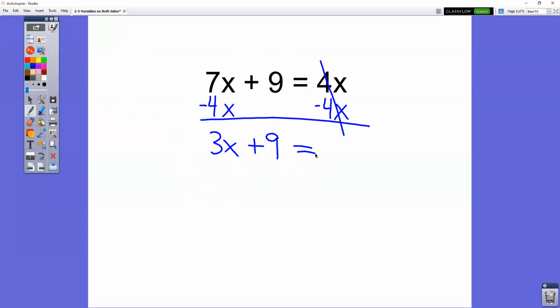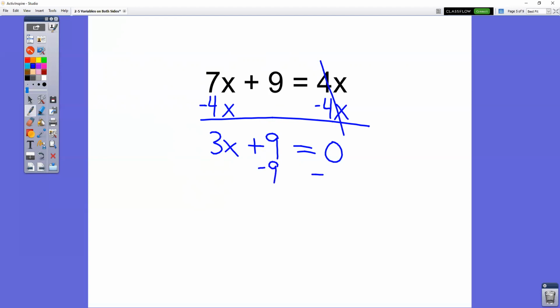Here's the tricky part. Well, what the heck do I put on this right-hand side of the equal sign? Everything canceled out there. There's nothing left. Since there's nothing left, you have to put a 0 there. We had a 4x, but then we subtracted it. 4x minus 4x is 0. We just put 0 there. You can't just leave it blank. You can't just move the 9 over to the other side. You have to make sure that you bring things straight down.